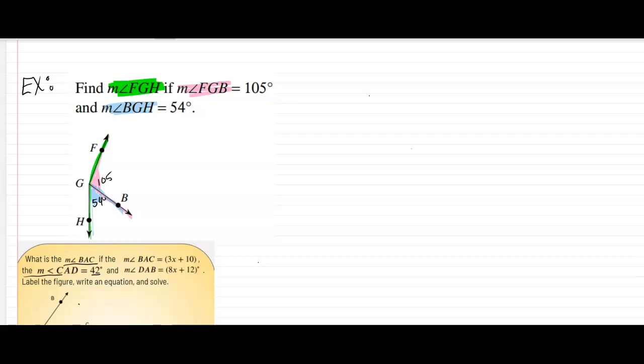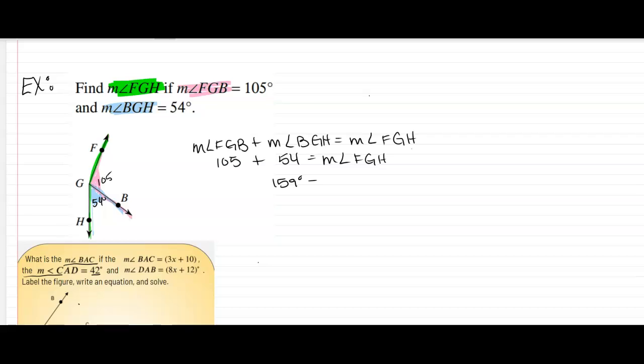So let's go ahead and write the equation using the angle addition postulate. We have the measure of angle FGB plus the measure of angle BGH. So the two smaller angles, when we add them together, we get the larger angle, the measure of angle FGH. So let's go ahead and substitute. The measure of angle FGB is 105, the measure of angle BGH is 54. That gives us the measure of angle FGH, and that measure is 159 degrees.